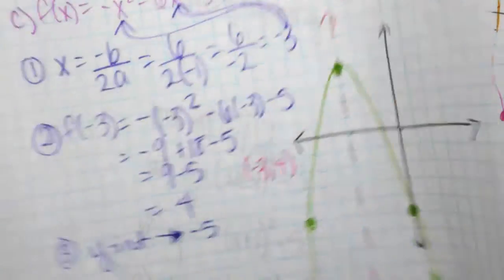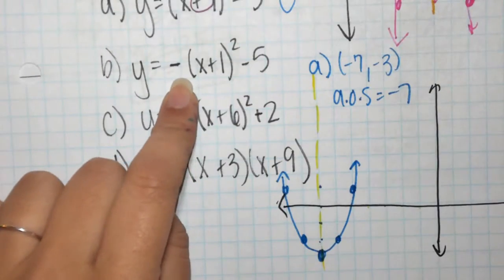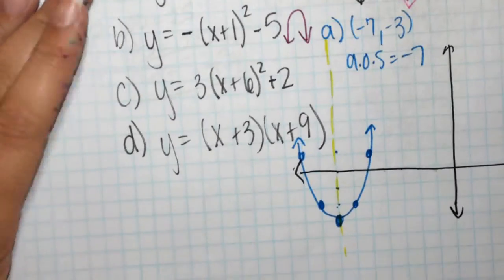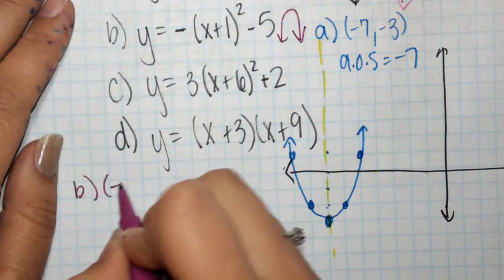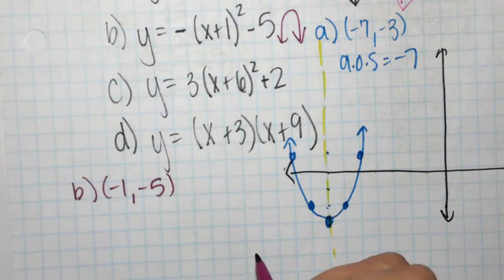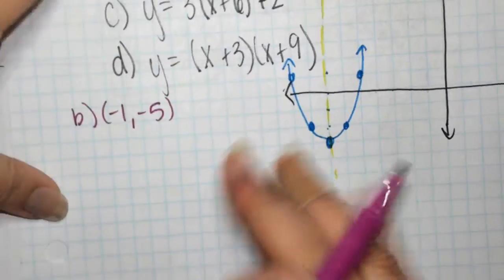Alright, now for B. B is negative, so is this going to be a taco or a snow cone? Snow cone. Alright, what is our vertex of B? Negative 1, negative 5. That's okay. Negative 1, negative 5. Alright, so what's our axis of symmetry?